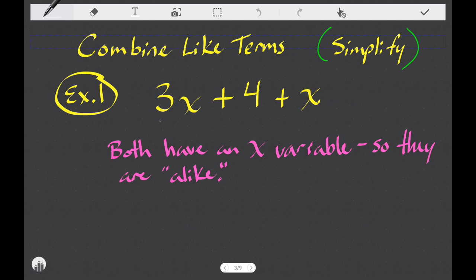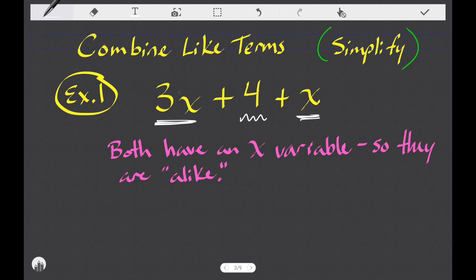These two terms, this one right here and this one right here, both have an x. So they are alike. This one is a constant. He does not have an x. He is not like the other ones. So all we're going to do is we're going to combine those. And when I say combine, we just have to identify, are they not just positive, are they adding or subtracting?